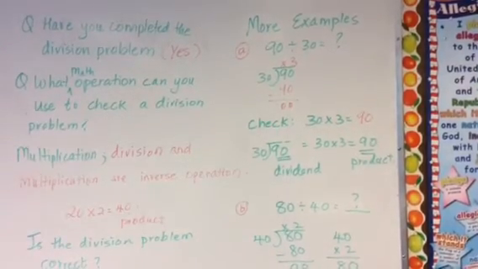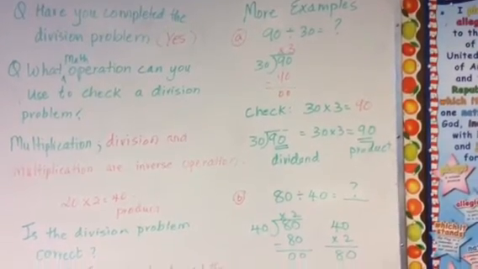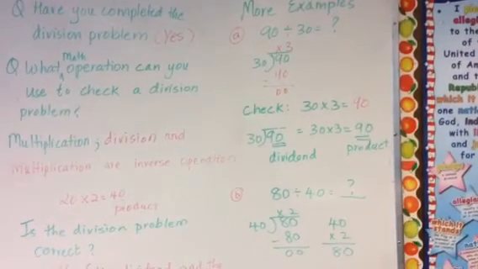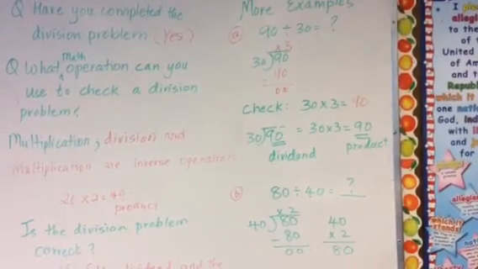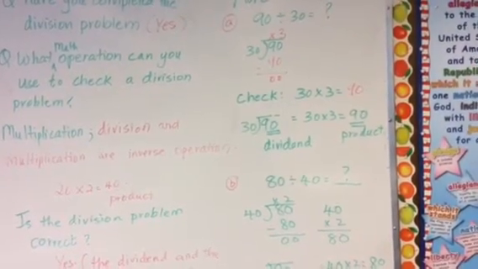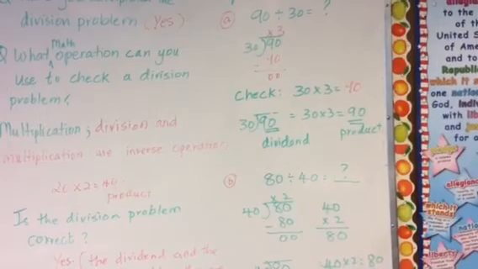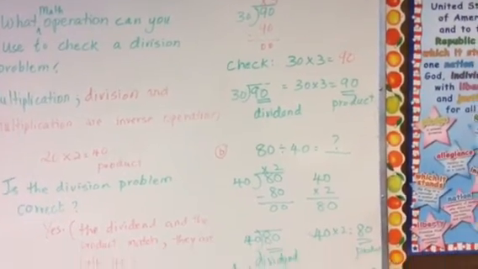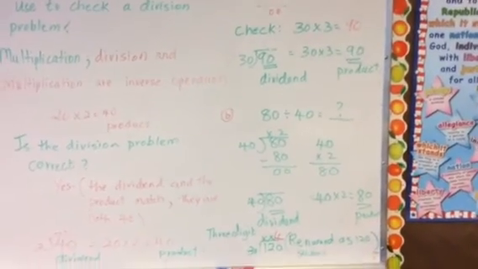How do you find out if your division problem is correct? You multiply the divisor by the quotient and you get 90. That's why I underlined 90 and 90, to tell you that the dividend is equal to the product, and the answer is right.